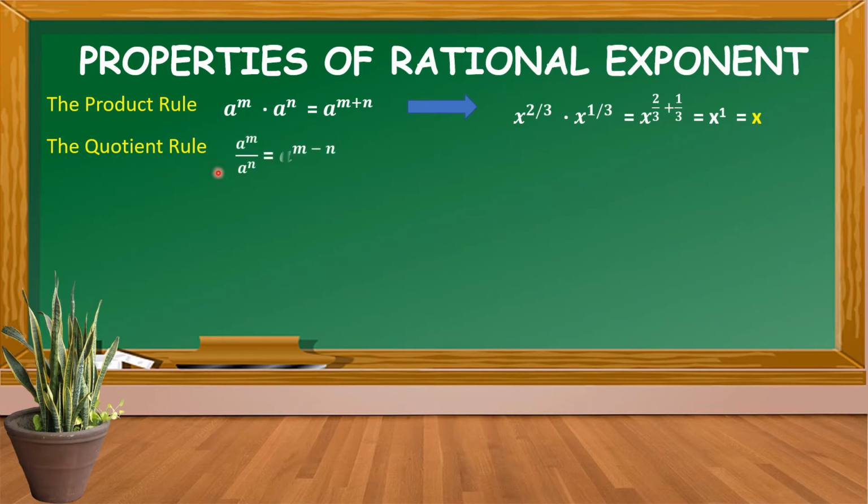Second is the quotient rule. a raised to the power of m over a raised to the power of n equals a raised to the power of m minus n. In the quotient rule, the bases are the same, which is a, and we are going to subtract the exponents. That's why we have a raised to the power of m minus n.